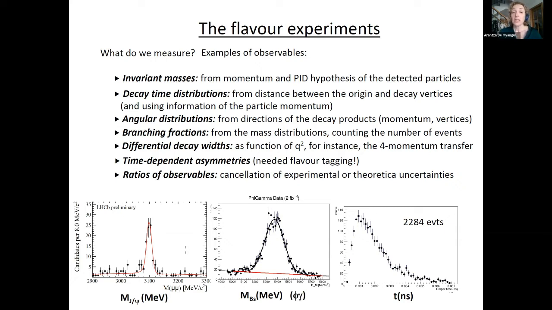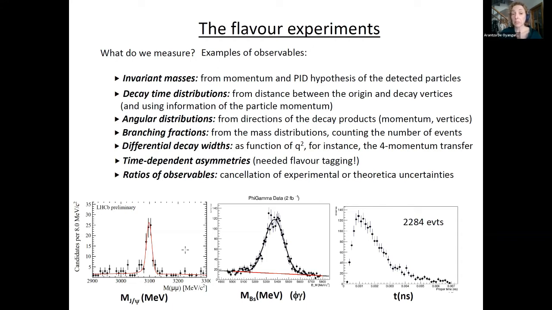We measure the differential decay widths. So the branching fractions, I will show you. I think you know it, but I will give you more information about that. But you can also measure properties of the differential decay width as a function of different variables, for instance, Q squared. We are going to talk a lot about that later today. The Q squared is just the four-momentum transfer, or you can have differential decay widths as a function of angles. We will talk about this tomorrow.